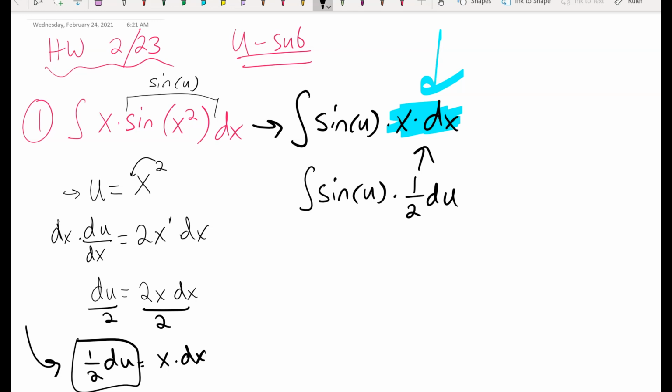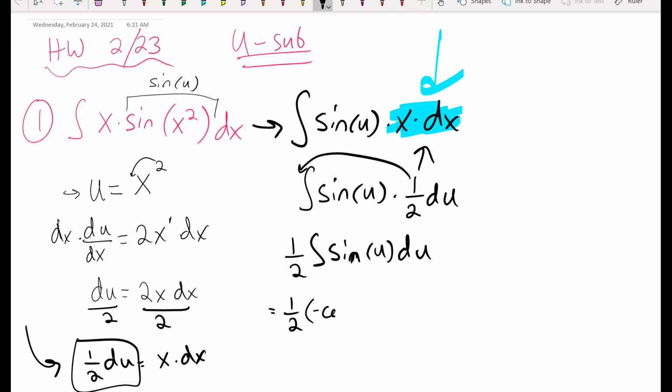If you remember your rules for constants, I could bring that constant on the outside of the integral. And the whole point of U substitution is to get this to look like something I know how to work with, whether it's going to be a reverse power rule or one of those special antiderivatives. And here, this is just a special antiderivative. I know the antiderivative of sine is just negative cosine plus c.